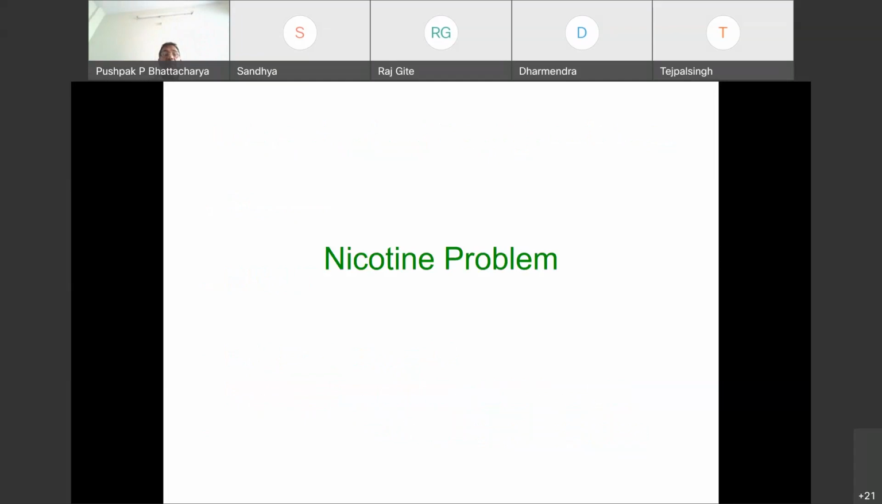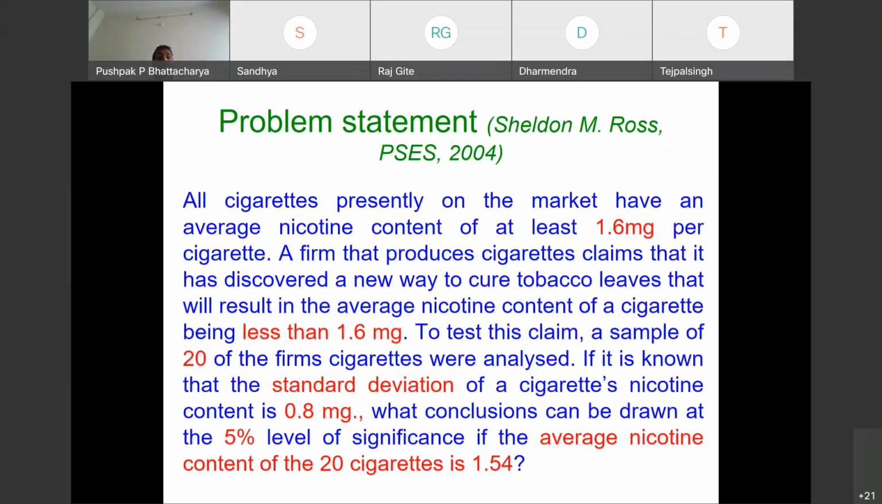So now we take another problem, the nicotine problem. This was discussed last time also. And look at some of the claims the company makes. It is from this classic statistics probability book, Sheldon Ross, 2004. All cigarettes present on the market have an average nicotine content of at least 1.6 milligram per cigarette. This is the population mean. A firm that produces cigarettes claims that it has discovered a new way to cure tobacco leaves that will result in the average nicotine content of a cigarette being less than 1.6 milligram.